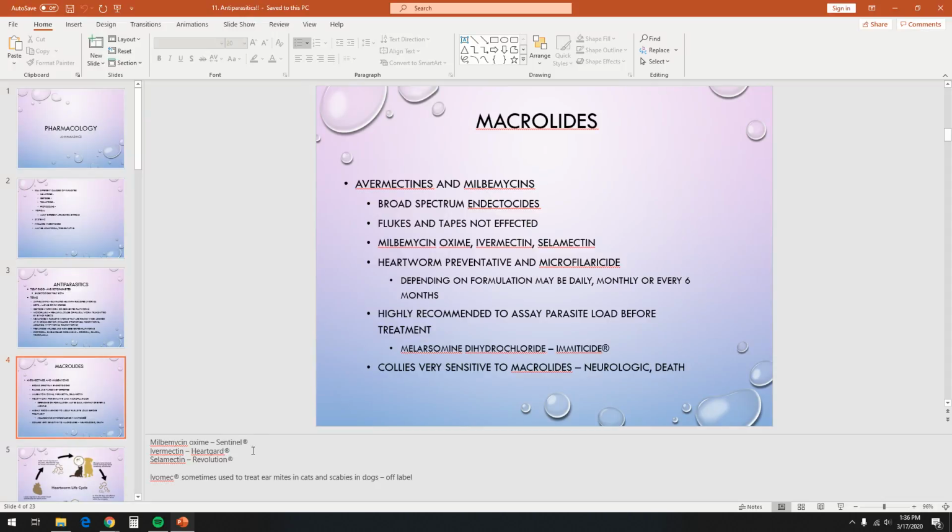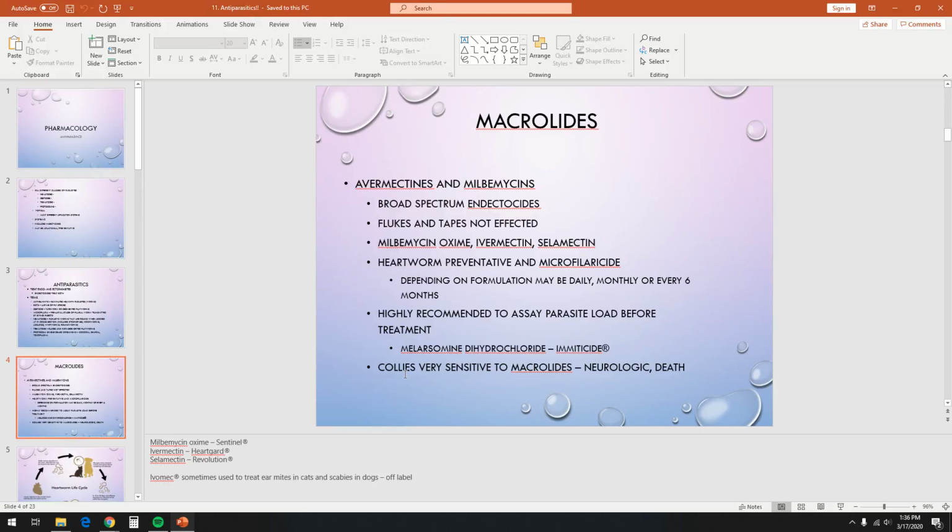If they're going on Heartgard specifically or Sentinel specifically, then they need to have a heartworm test prior to receiving that medication. Imiticide, this is definitely another one of those that you want to make sure that you're checking heartworm load beforehand.